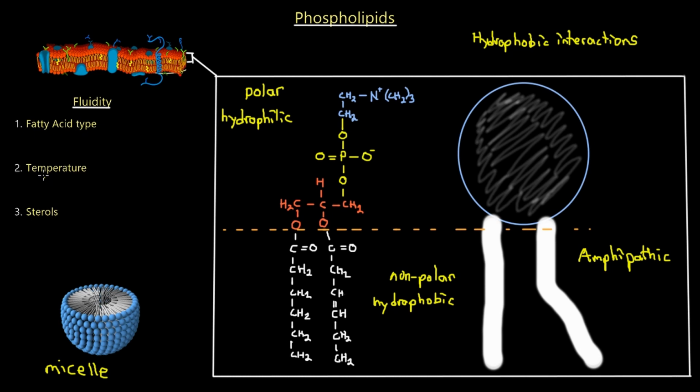That would be the fatty acid type, the temperature, and the sterols, the presence or the absence of sterols. So first, let's discuss fatty acid type. Now, if we take a look at the structure of the phospholipid, you would notice that the hydrocarbon tail has this bend right here. The structure bends, and this is because of the double bond that's involved in the hydrocarbon tail. And this makes this tail and this hydrocarbon structure unsaturated.